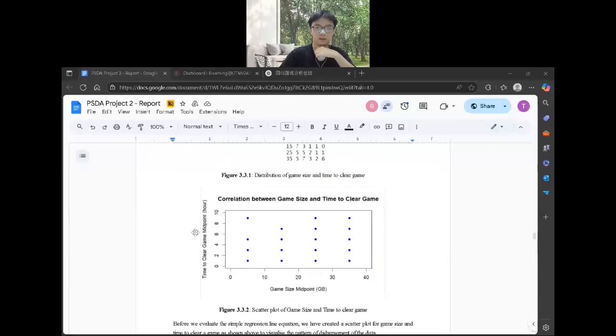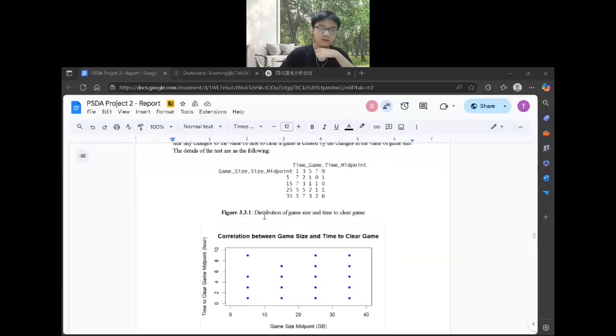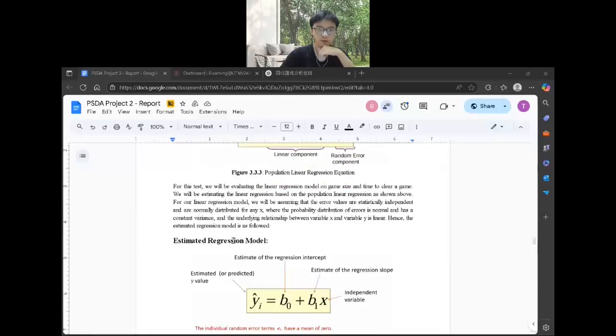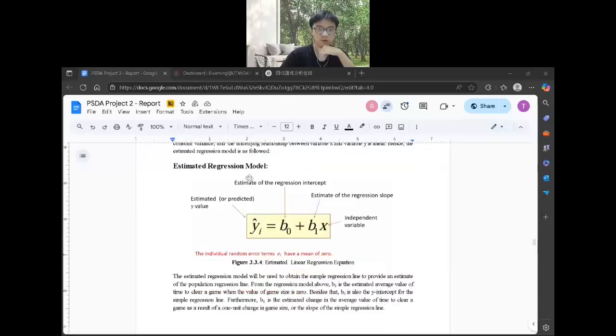This scatter plot is sketched according to the sample data given between the game size and the time required to clear the game. This is the population linear regression and also the estimated regression model. The estimated regression model is used to obtain the sample regression line to provide an estimate of the population regression line. According to this model, we can see that B0 is the estimate of the regression intercept.